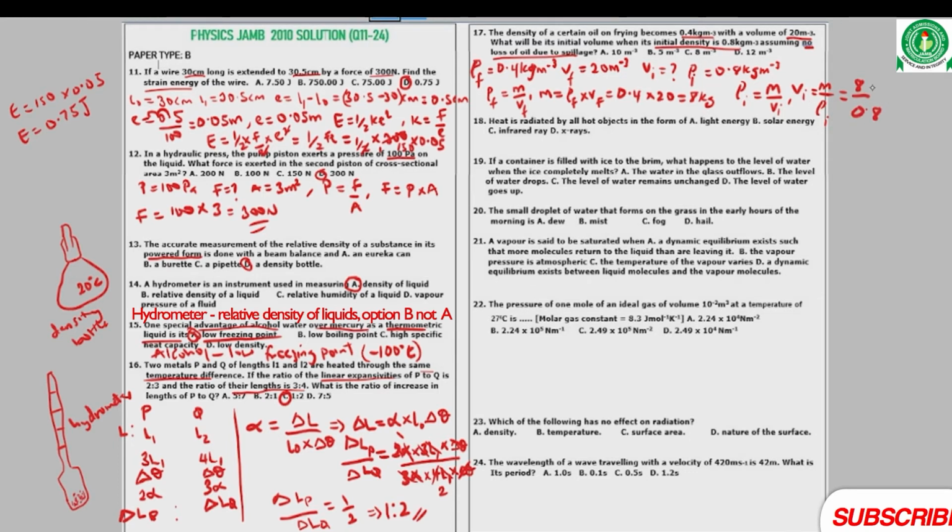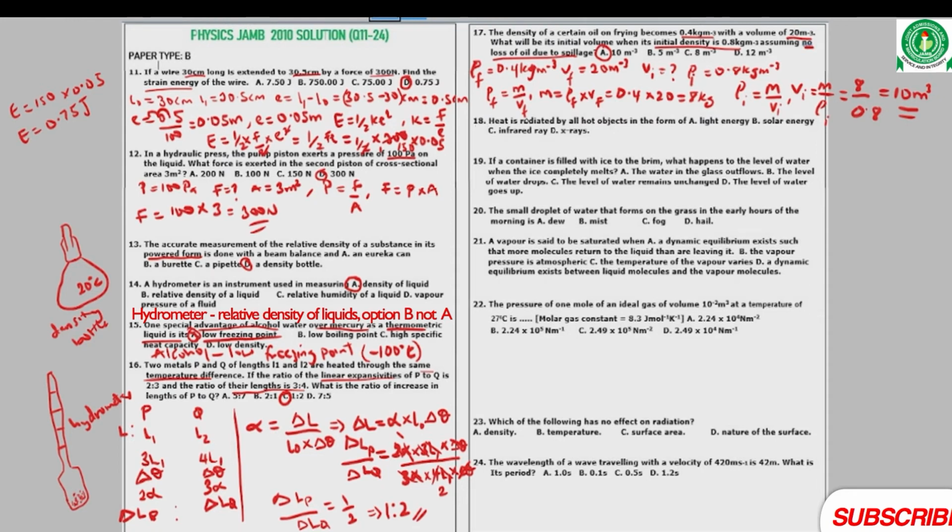So 8 divided by 0.8, what do you have? You are going to have 10 meter cube. So option A is our answer. So note that.